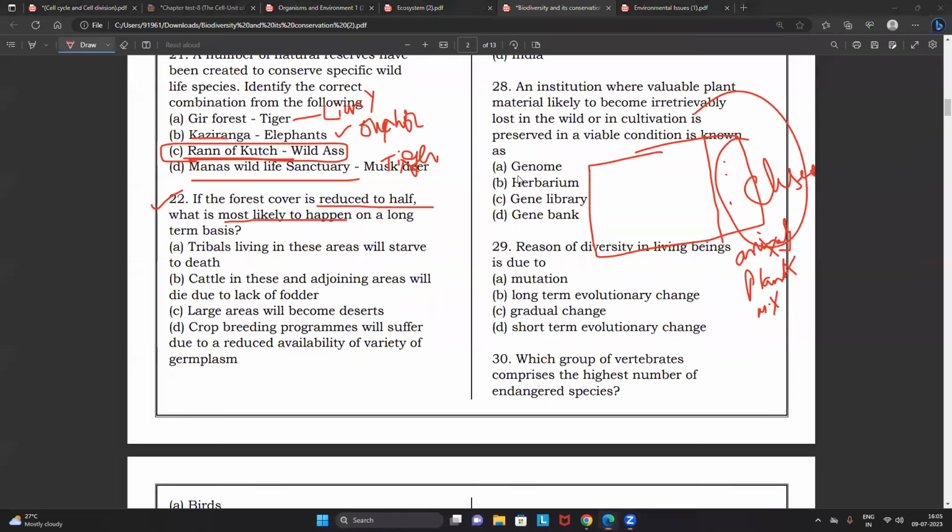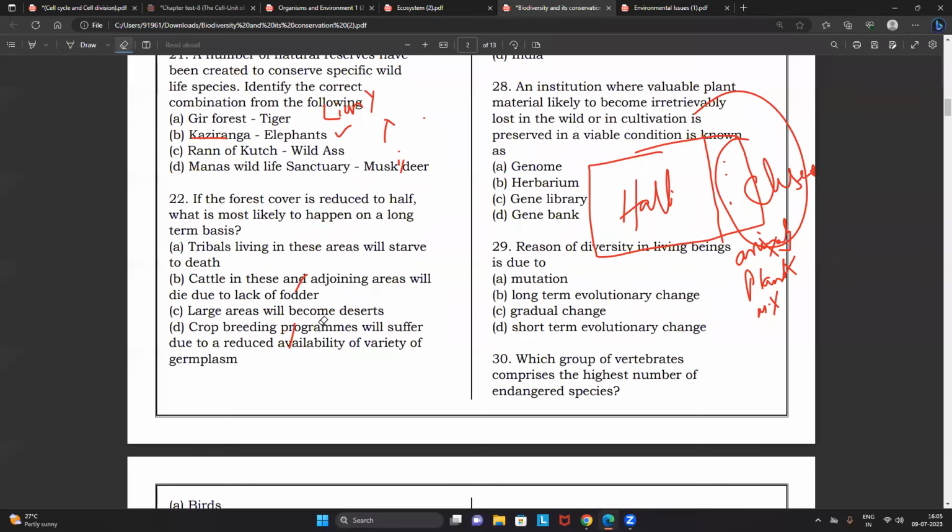You're getting my point or not? Then obviously the answer will be option C. Because friends, tribals, if not from one area, will go to another area and they'll survive. Cattle in these and adjoining areas will die due to lack of water. That is wrong. They'll move to another area. Crop breeding programs never suffer because we already have half the area of the forest. Very simple. The answer is C. That's why I want you to think slowly and then only give the answer. Don't be in a hurry.